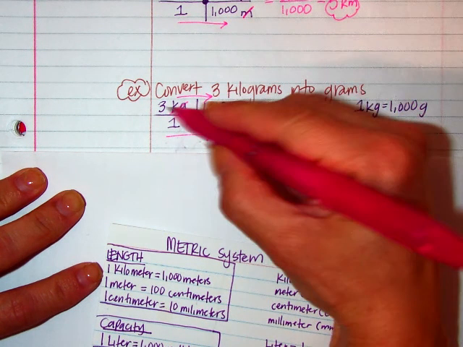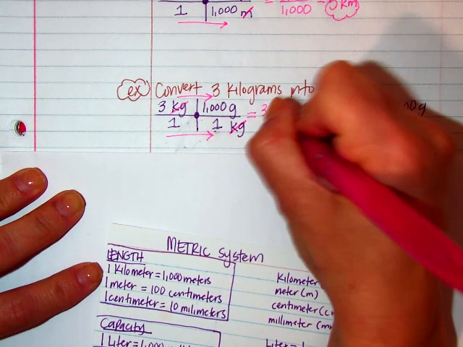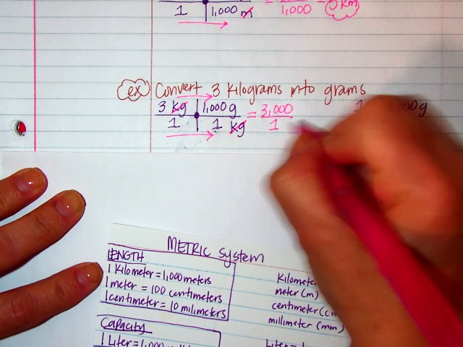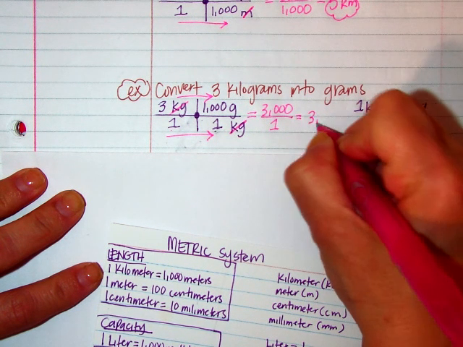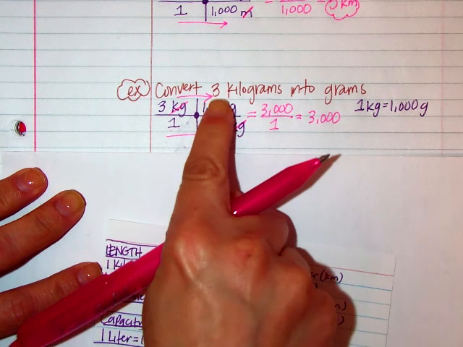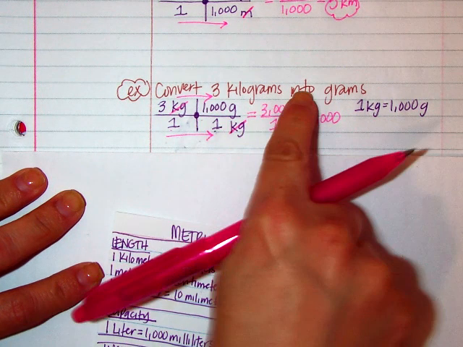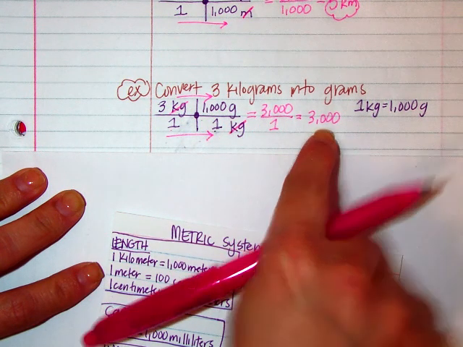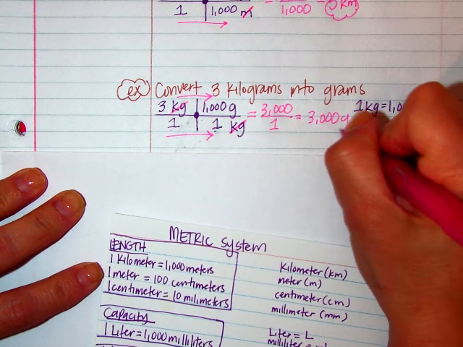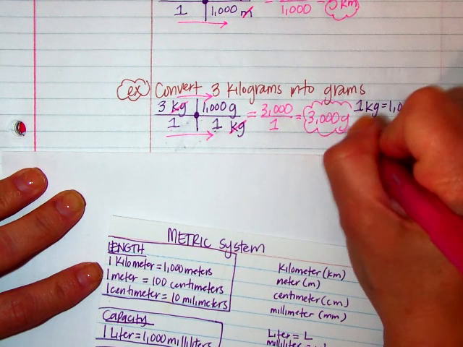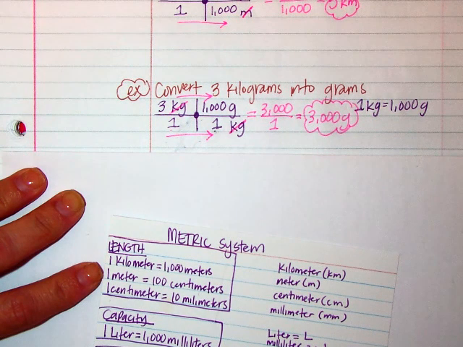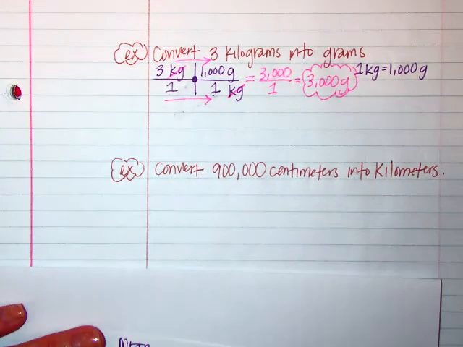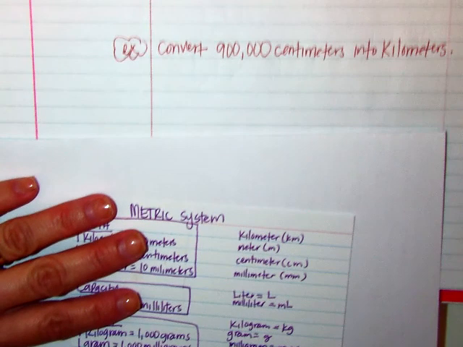Multiplying 3 times 1,000 will give us 3,000. Multiplying 1 times 1 will give us 1. And if I divide that, I will get 3,000. We're trying to turn kilograms into grams. That means that 3 kilograms is the same as 3,000 grams. So make sure to write the appropriate unit there. Okay. Last one. Let's convert 9,000 centimeters into kilometers.